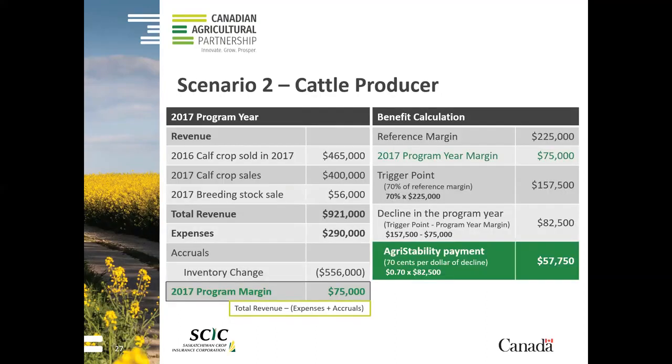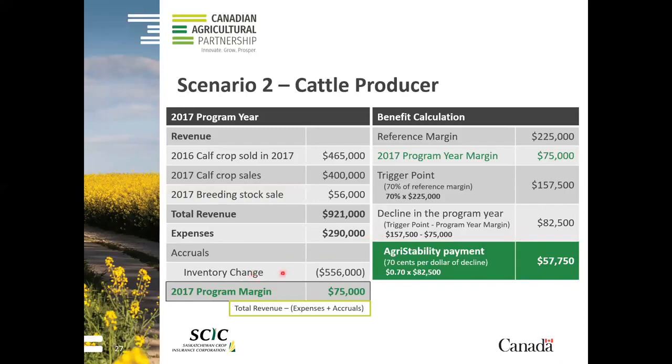So when we go through calculating a benefit for this producer, when we look at their revenue, it was generated by their 2016 calf crop sold in 2017 for $465,000. Their 2017 calf crop sales were $400,000. And for their 2017 breeding stock, they actually sold $56,000 worth of breeding stock that year as well, just because they weren't able to feed that. So their total revenue for the year is $921,000, and their expenses for the year were $290,000.